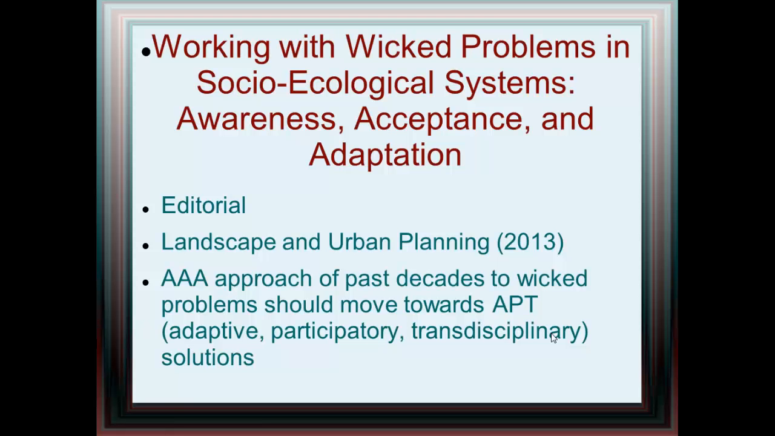So now I'm going to discuss the other two articles that you don't really have access to, but they really do a good job at summarizing these wicked problems and how the concept has developed over time in the past few decades. So this first article here was an editorial in Landscape and Urban Planning written in 2013, so it is quite recent. And it talks about how overall the AAA approach of past decades to wicked problems, which is the awareness, acceptance, and adaptation of these problems, should move towards an APT strategy of adaptive, participatory, and transdisciplinary solutions. So instead of just recognizing the problems, how can we actually come to solutions?